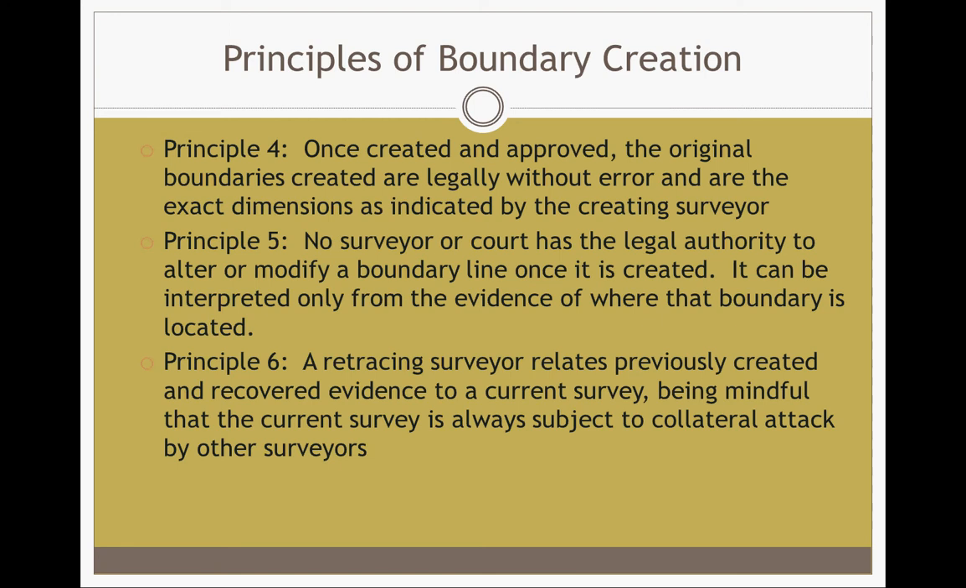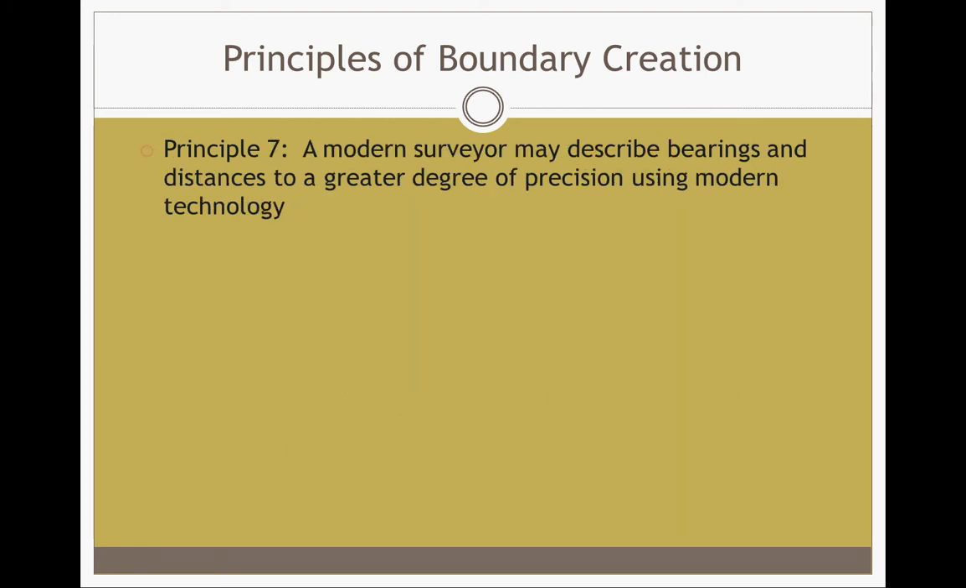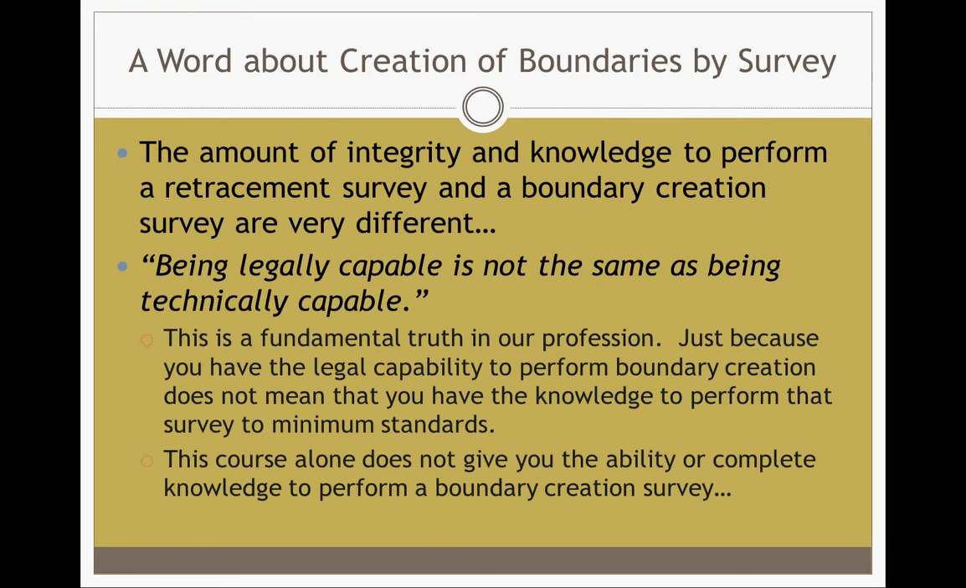And Principle 6, a retracing surveyor relates previously created and recovered evidence to a current survey, being mindful that the current survey is always subject to collateral attack by other surveyors. And then finally, Principle 7, a modern surveyor may describe bearings and distances to a greater degree of precision using modern technology. We're going to talk about all of these as we go throughout this lecture.